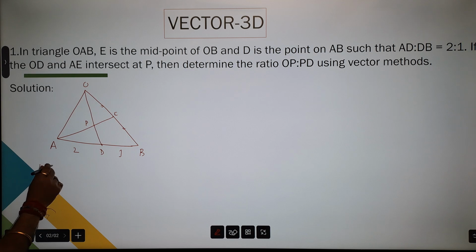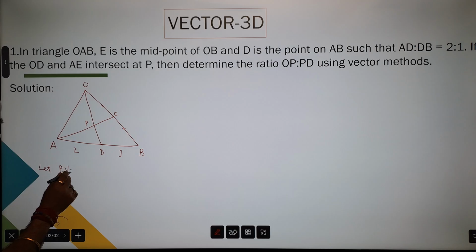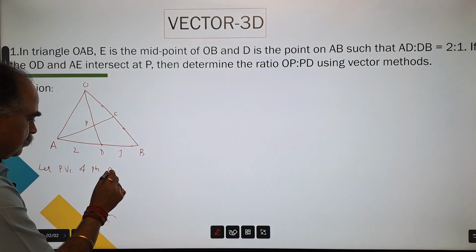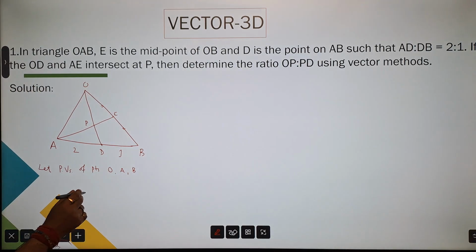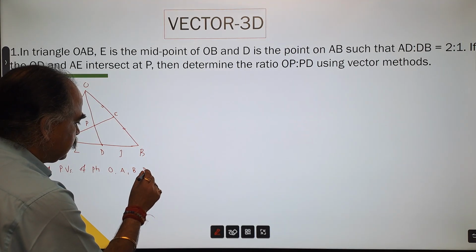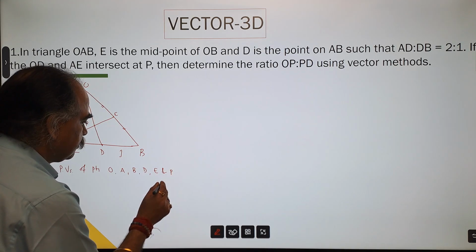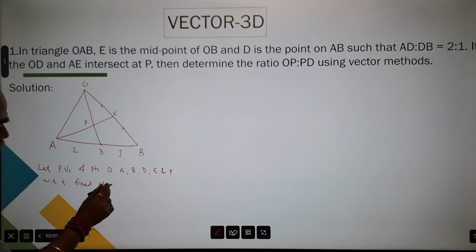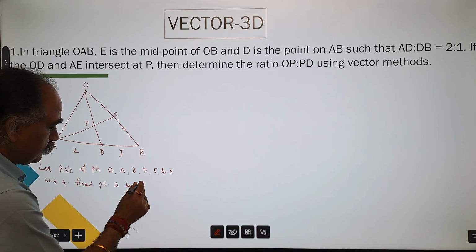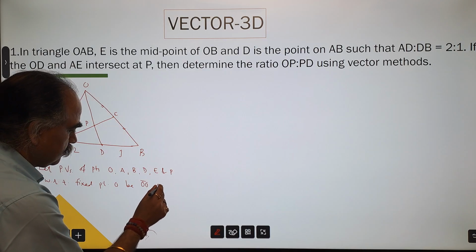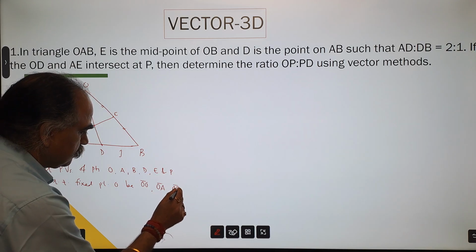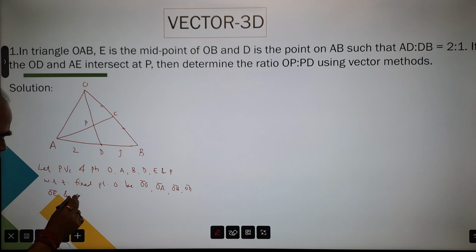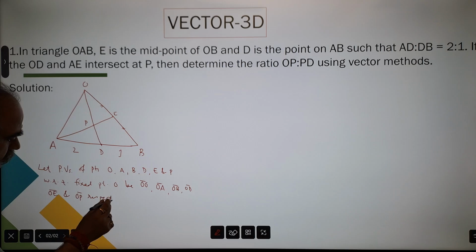Let the position vectors of points O, A, B, D, E and P with respect to the fixed point O be OO bar, OA bar, OB bar, OD bar, OE bar and OP bar respectively.